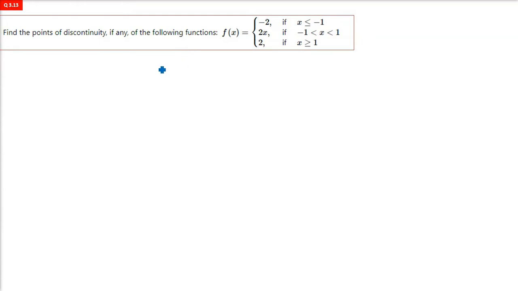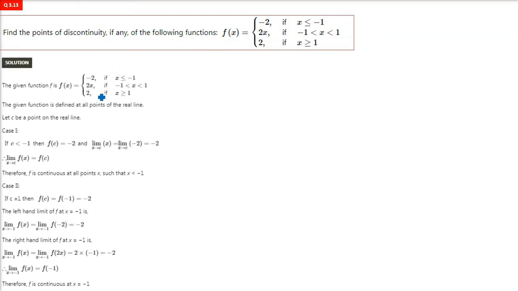So this is also the same type of question. Okay. So -2, 2x: the -2 is a constant, 2 is a constant, 2x is a first order polynomial, and these all are continuous. This you have to write everywhere. But you have to check the discontinuity or continuity of this function at x equal to 1 and x equal to -1. So these are the 2 points.